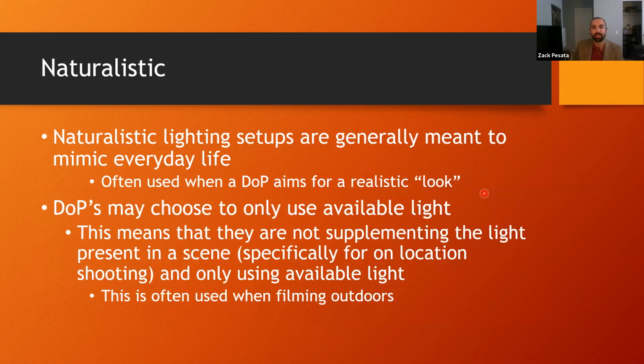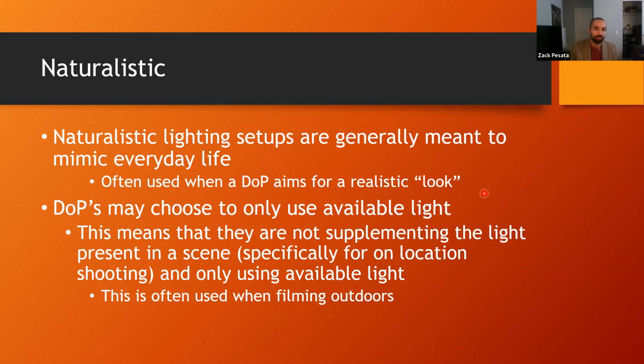Okay, naturalistic lighting setups are generally meant to mimic everyday life. It's often used when a director of photography aims for a realistic look. DOPs may choose to only use available light. This means that they are not supplementing the light present in a scene, specifically for on-location shooting, and only using available light. This is often used when filming outdoors. So that's something that's big with like digital cinema. Again, you're able to shoot in lower light environments, and some cinematographers push to use only available light.